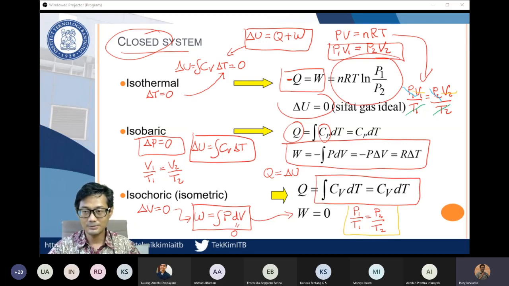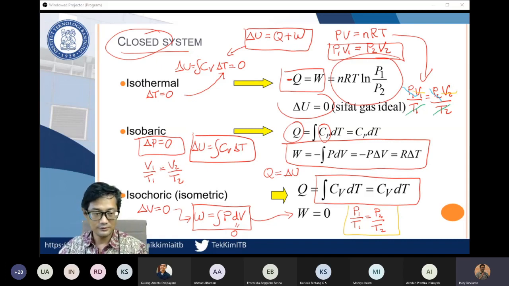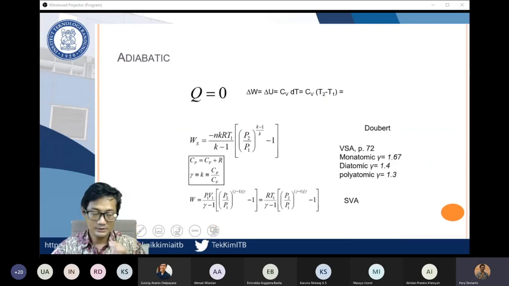Okay, any question up to this point before we go into the adiabatic condition? Any question? No? Simple, right? So at least you know the basic principle from your first year in this university. So now we will go into more detail.